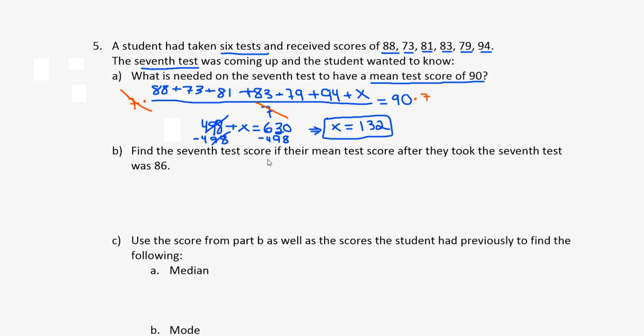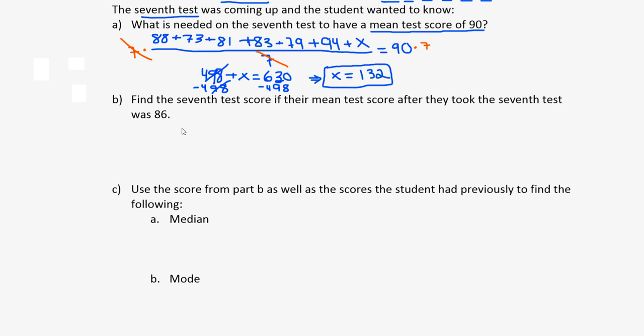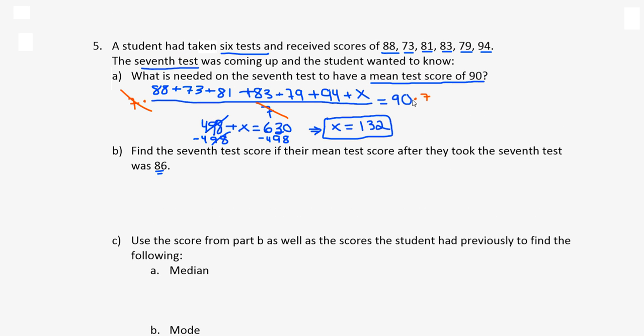All right, find the 7th test score if their mean test score after they took the 7th test was 86. So now it's just telling us we have a different mean. Instead of 90, we're going for 86. So what we're going to do is the same setup. I could rewrite all of these numbers plus x divided by 7 equals 86 instead of 90. But I already know that all these numbers add up to 498. So I'm going to start in the second row here. 498 plus x, divided by 7, is now 86.